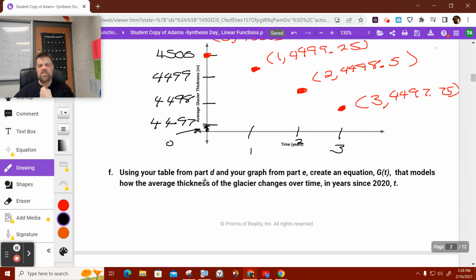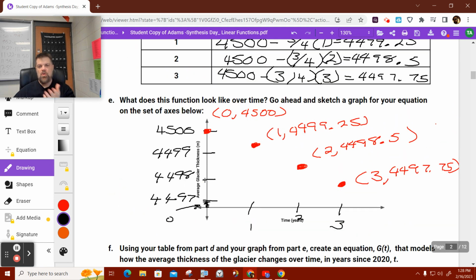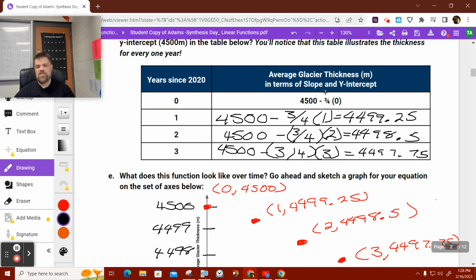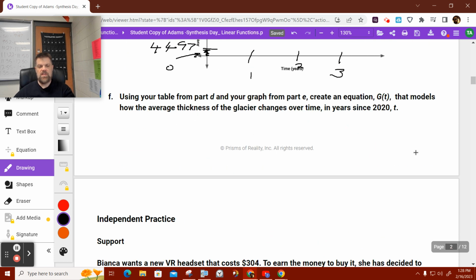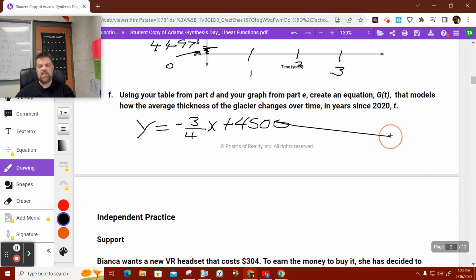So it says, using your table from Part D and your graph from Part E, write the equation. Well, the equation is all this stuff except we're plugging in for t for time, or you could plug in x. So then you would say that my y value is equal to negative 3/4 x plus 4,500.